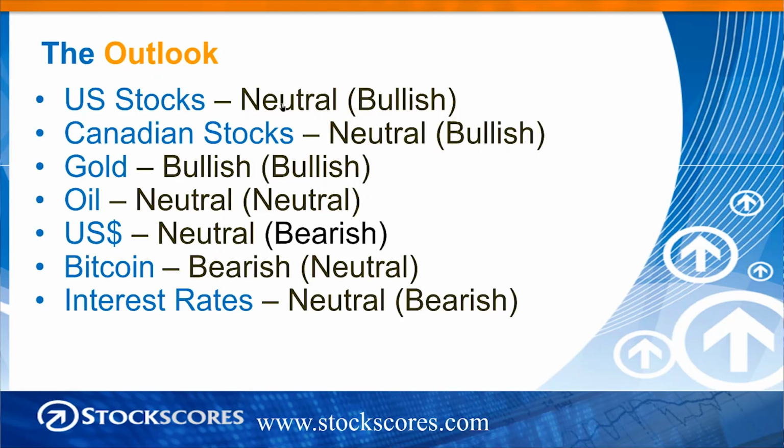All right, so what are my ratings then? US stocks, neutral long-term, bullish short-term. I think Canadian stocks look a little better, but I've got the same rating, neutral long-term and bullish short-term. Gold, I've switched now to bullish on both time frames. Oil, neutral on both time frames, although you could say in the short term it's still a little bit negative. US dollar, long-term neutral, short-term bearish. Bitcoin, bearish long-term, but I've upped my rating to neutral short-term as it is trying to stabilize. And then interest rates, long-term neutral. We are at that trend line where it should bounce, but bearish in the short term.